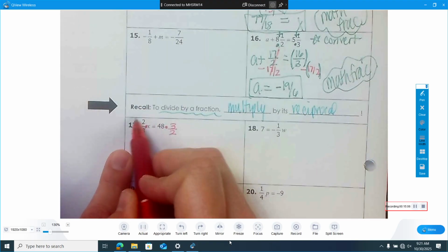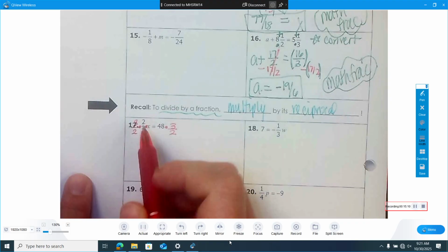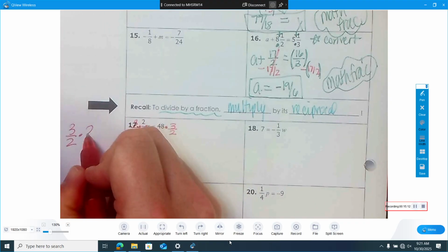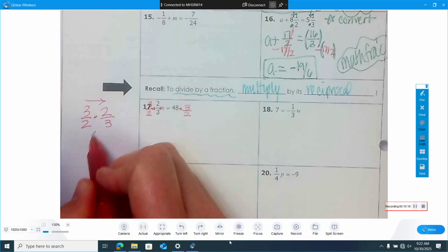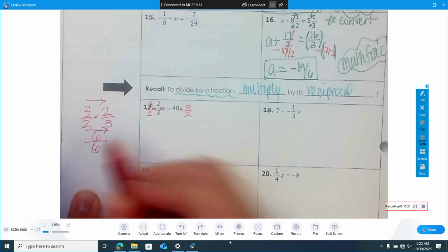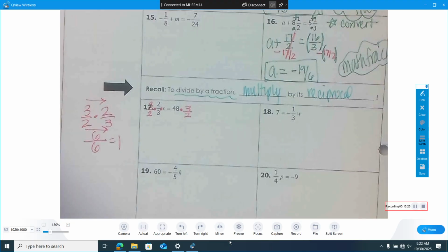Look what happens here on the left-hand side. 3 over 2 times 2/3. How do you multiply fractions? Straight across. Super easy. We would get 6 over 6. And what is 6 over 6? 1, okay? So that's why we use reciprocals, because it cancels itself out nicely, okay?